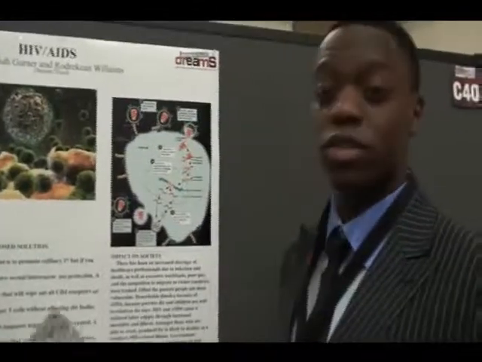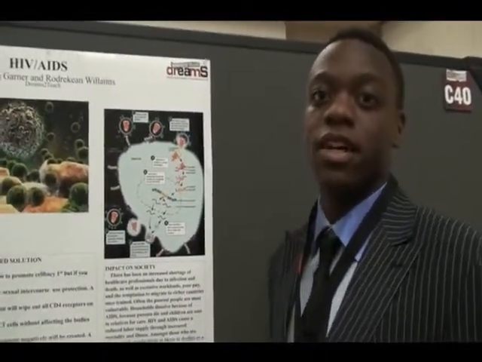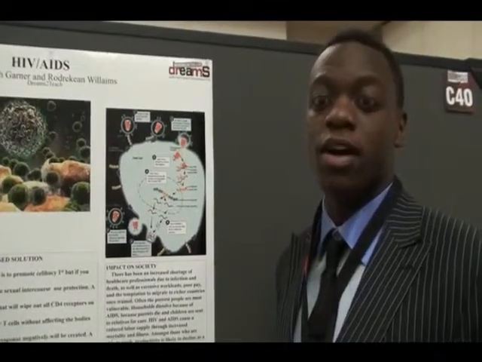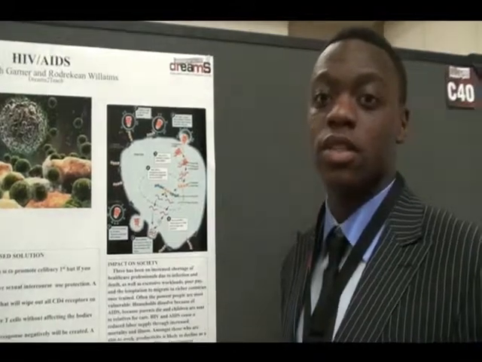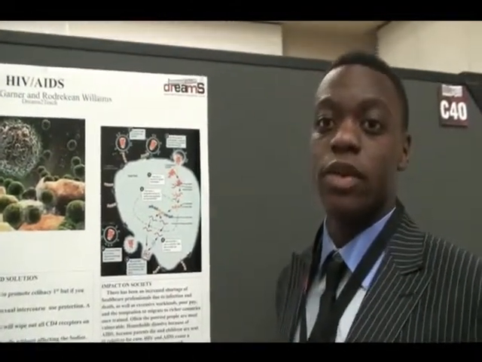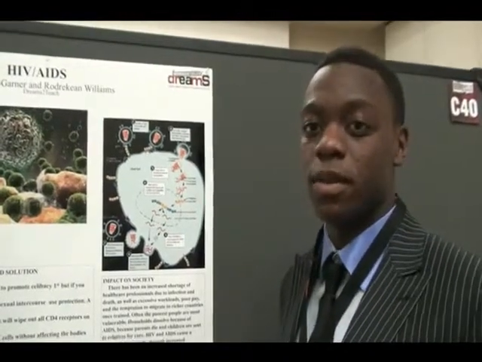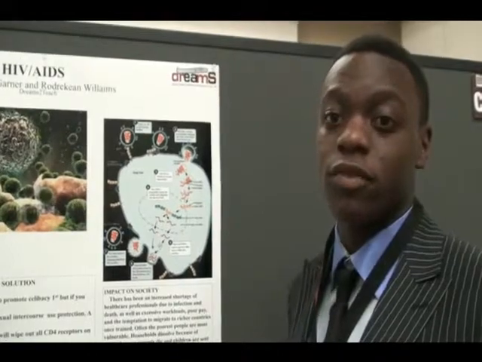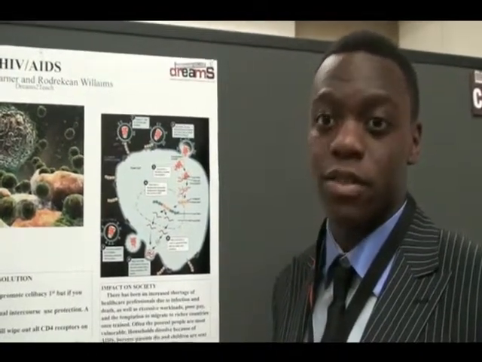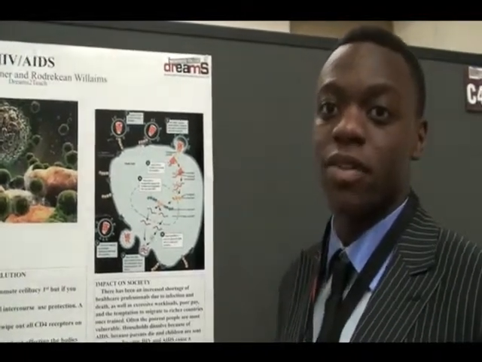Another proposed solution is that there's actually 1% of the population who are immune to it, but they're all Caucasian. There's no African Americans that are immune to it naturally. But when they did research on those 1%, their CD4 receptors on top of their white blood cells were altered. So we're coming up with a vaccine that will alter the CD4 receptors on top of everyone's cells, and hopefully it will stop the spread of the HIV virus.